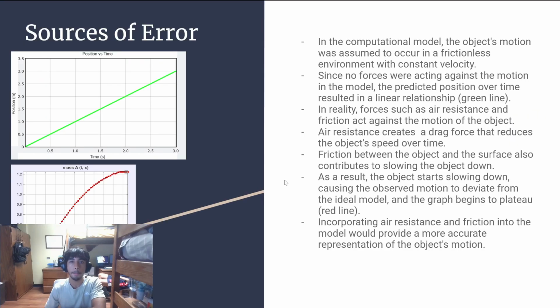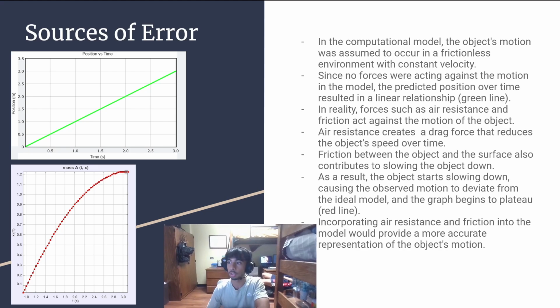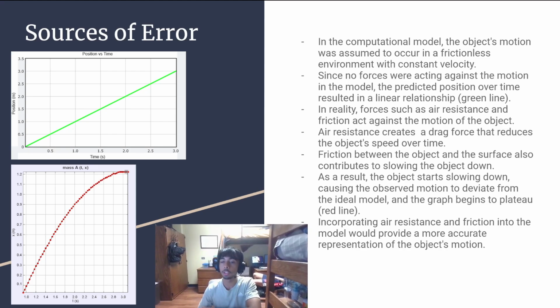So why does this happen? In the computational model, the object's motion was assumed to occur in a frictionless environment with constant velocity. Since no forces were acting against the motion in the model, the predicted position over time resulted in a linear relationship, as shown in the green line. In reality, forces such as air resistance and friction act against the motion of the object. Air resistance creates drag force that reduces the object's speed over time. As you can see, the slope gets less and less. And incorporating air resistance and friction into the model would provide a more accurate representation of the object's motion.